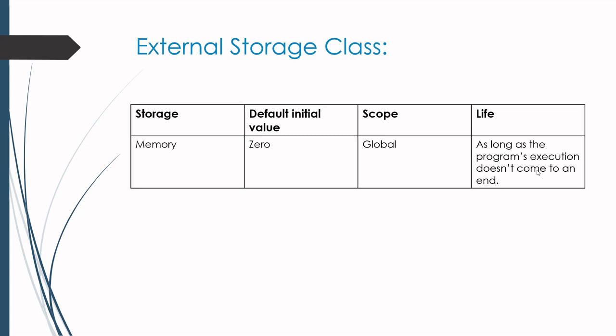The lifetime of that variable is available as long as the program execution does not come to an end. And coming to the scope of this type of storage class, it's global. Since it's an external storage class, the scope is global. That means it's accessible all over the program. Okay. And the default initial value for this one is 0, and the variables get stored in the memory.